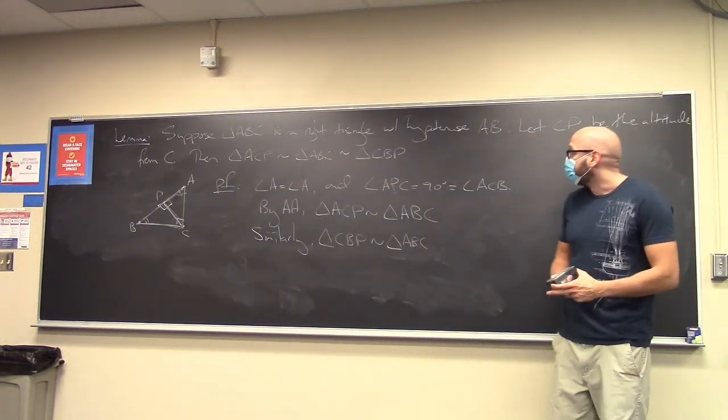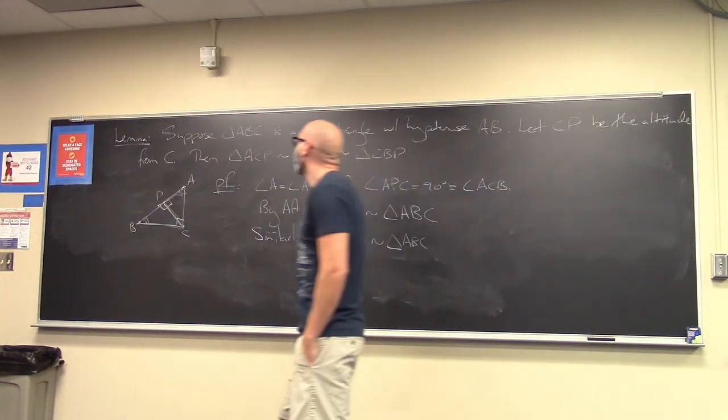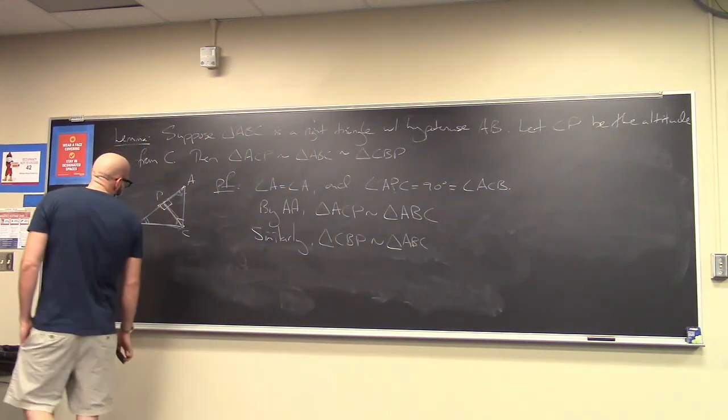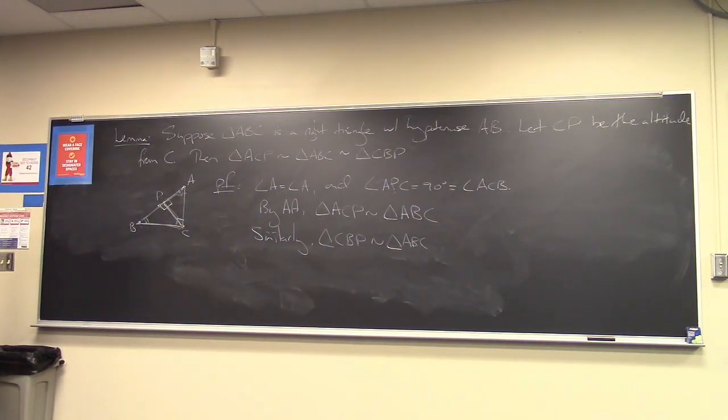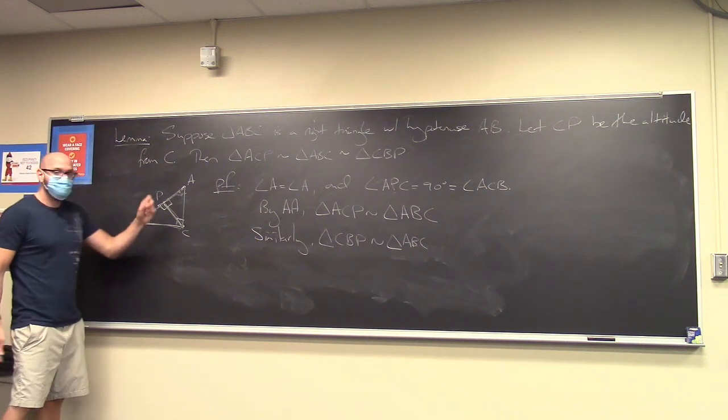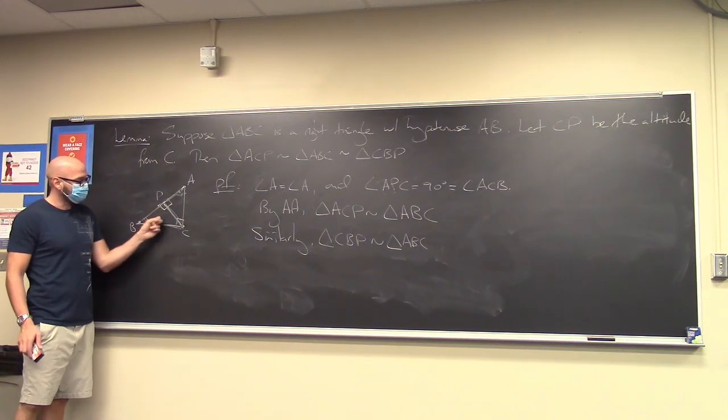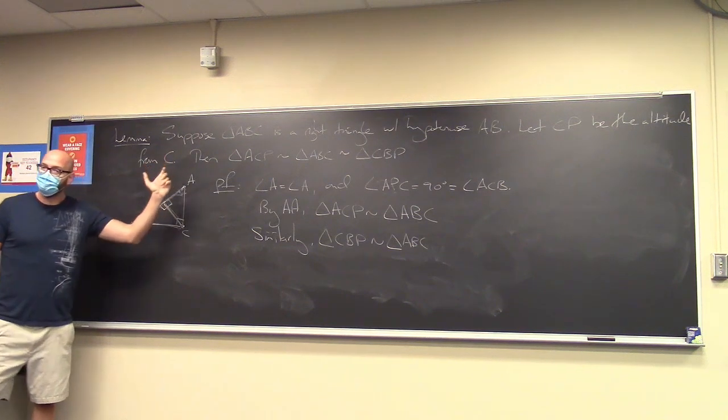So sort of an interesting result is that if you draw this altitude in from the right angle in a right triangle, you always get three similar triangles. These two are similar to each other, and they're both similar to the larger triangle.